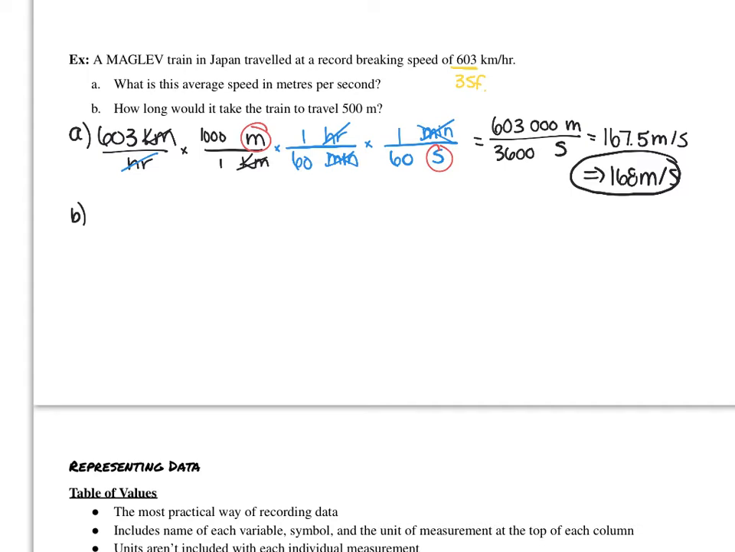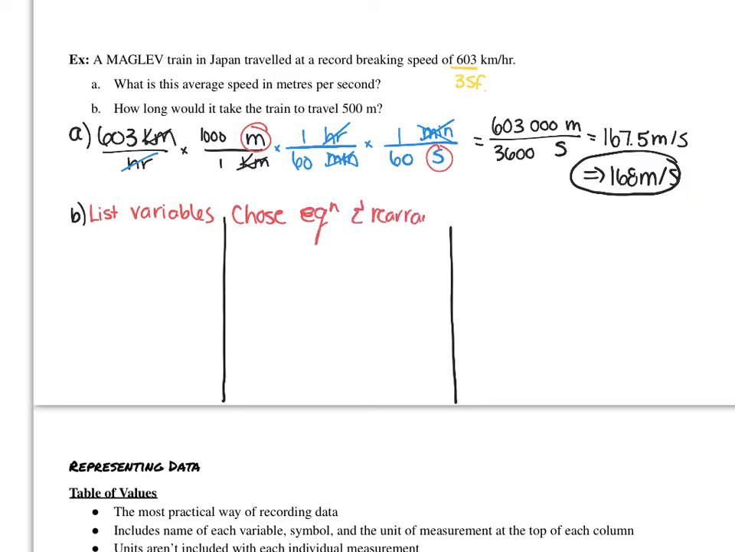For B, we're going to need to do a calculation. So like we talked about on Friday, we're going to divide our page into 3 sections. One where we are going to list our variables. The second one where we are going to choose an equation and rearrange if necessary. I think I should have had 2 O's there. And the last one is where we're going to plug in and solve.